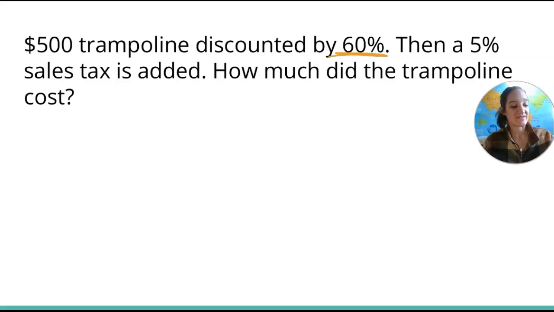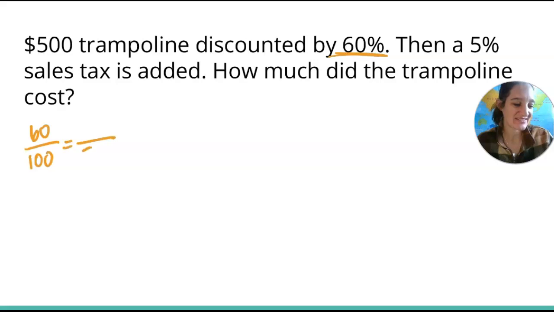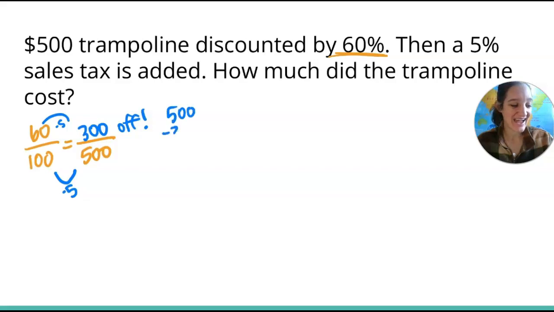So let's figure out what that is. Do we want to do it the 3 different ways? If I look at this, I think I might set it up the ratio way. Is there anything really nice? Yeah, I think the ratio wouldn't be bad at all, because look, just times by 5. So that means that it will be $300 off. Wow, which means that the trampoline will only cost $200.